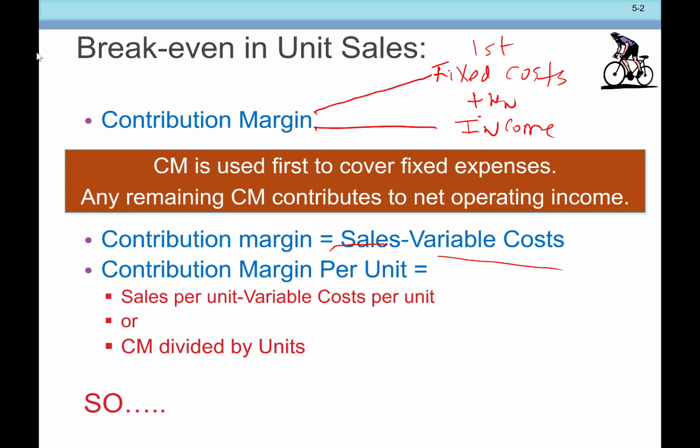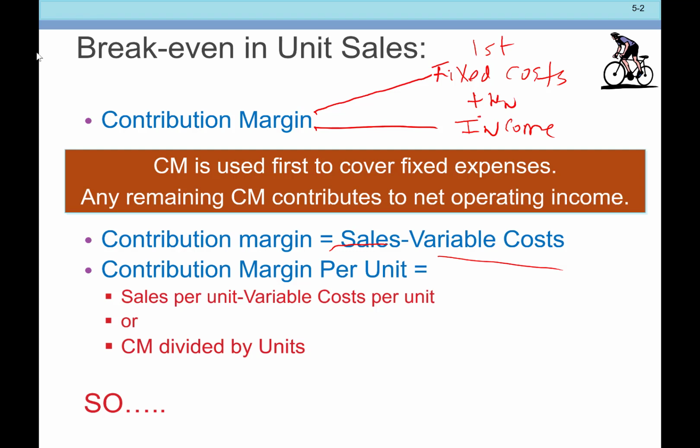Okay? So we have to cover our variable cost up front. Got to cover those. We're going to have a unit to sell. We've incurred the variable cost, and once we cover those, we have this contribution margin left over. Contribution margin first contributes to what? Fixed cost, and then to our net income.